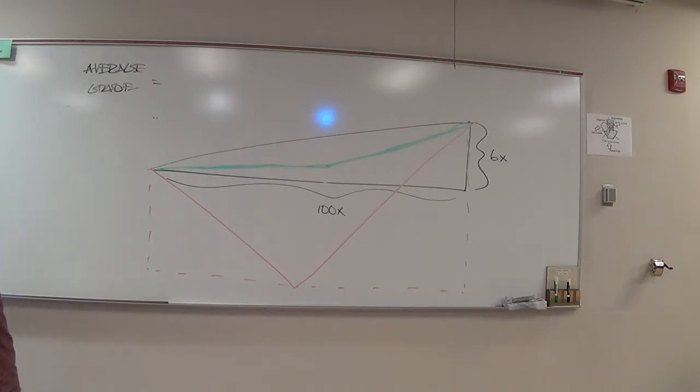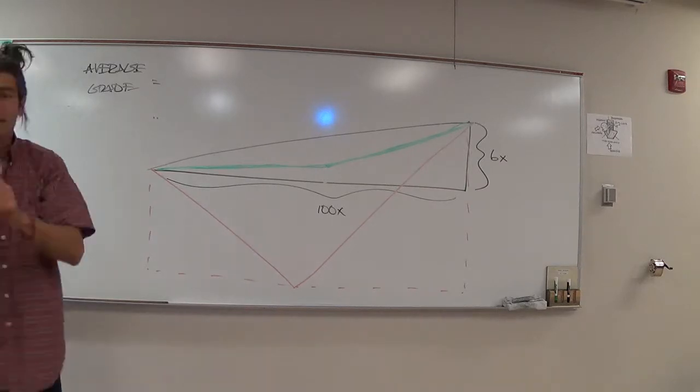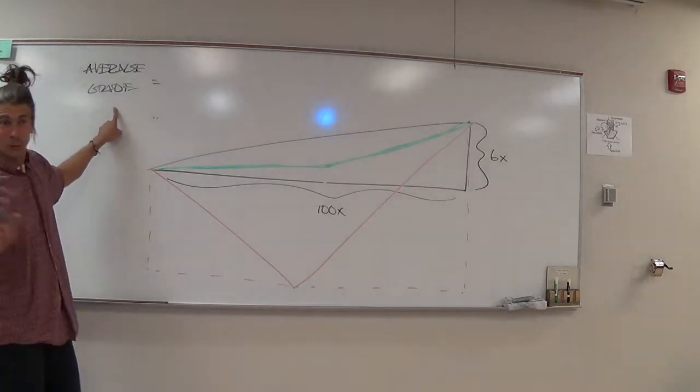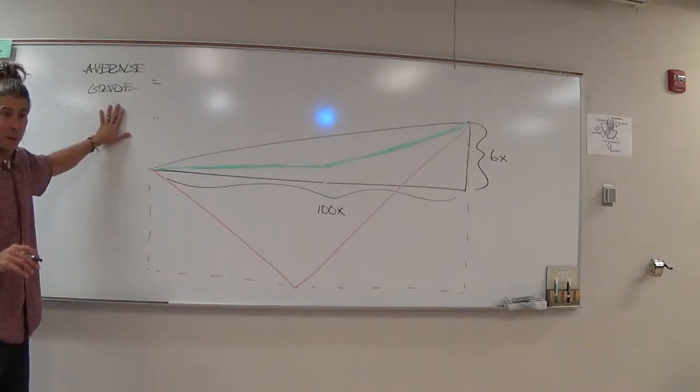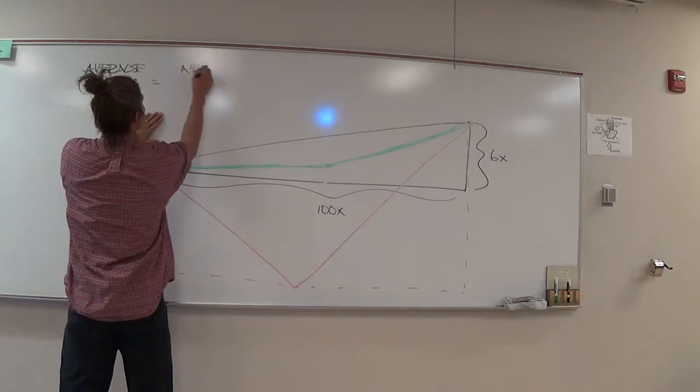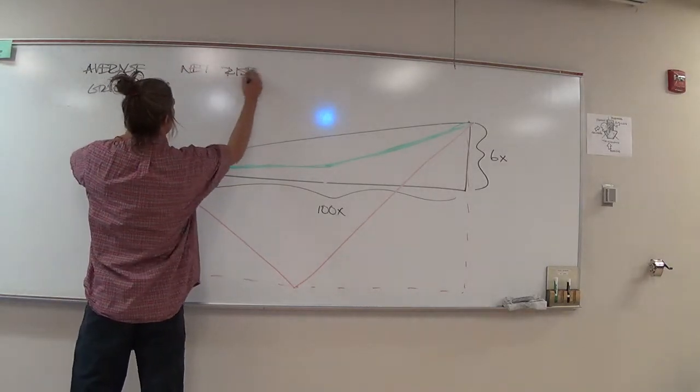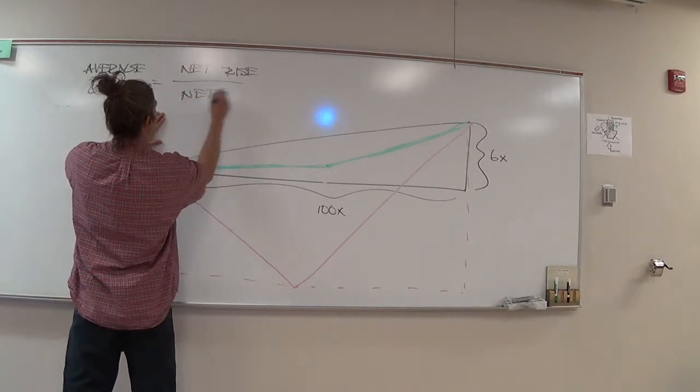Hold that thought, if you would. I want to come back to that. You're about 45 seconds ahead of me. Okay. And it has to do with this idea. You're right there. Hold that thought. Your average grade is going to be your net rise over your net run.